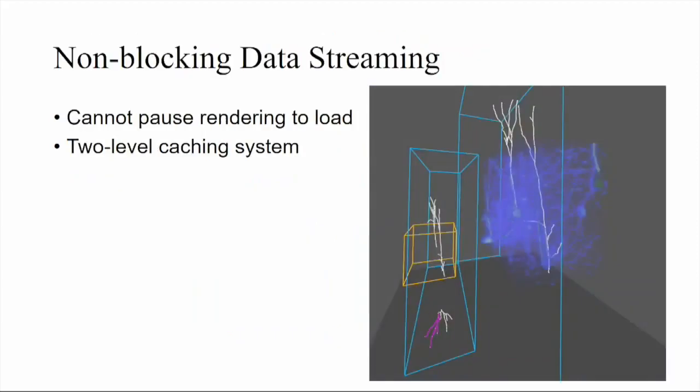So key to achieving this as the user's paging through, say, gigabytes to terabytes of microscopy data is being able to page data onto the GPU without blocking the system. And so in order to do this, we implemented a two-level caching system. So we have a first level that pages off the disk into CPU RAM, and another that pages off the CPU RAM onto the GPU.